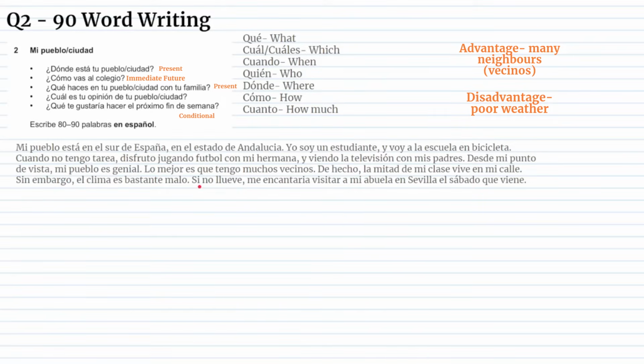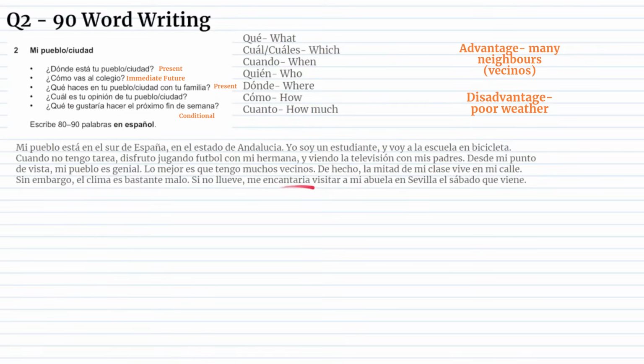So now I'm continuing on. If it doesn't rain. Just reinforcing what I've said before. If it doesn't rain, and then answering the last question here. ¿Qué te gustaría hacer el próximo fin de semana? In conditional tense, te gustaría. I'm answering me encantaría. Again, not using the word from the question.